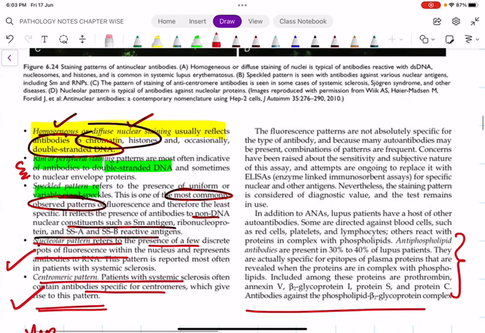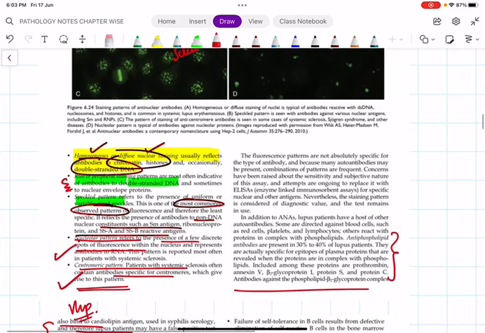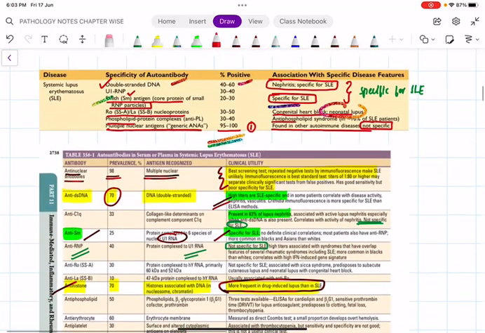Homogeneous or diffuse nuclear staining usually reflects antibodies to chromatin, histones, and occasionally double-stranded DNA. And rim or peripheral staining, if they ask you specifically, is most often indicative of antibodies to double-stranded DNA and sometimes to nuclear envelope proteins. So these are some of the most commonly involved antibodies.